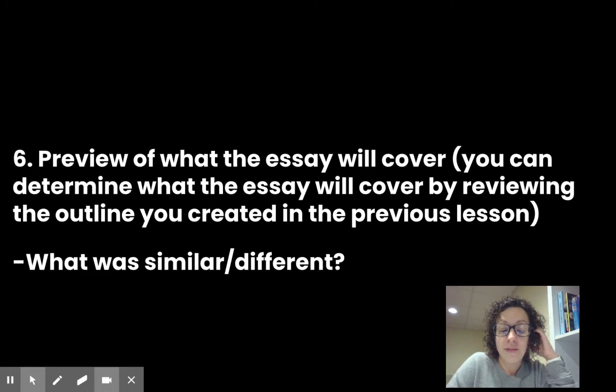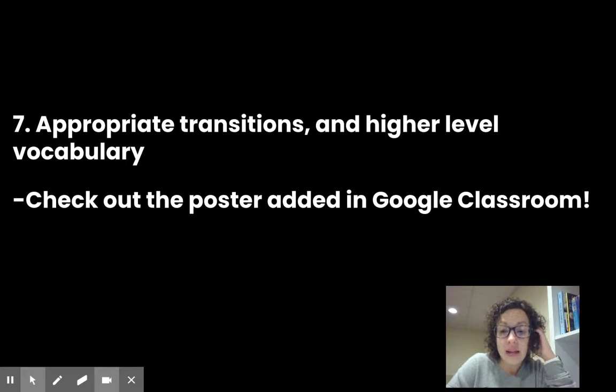What's similar? What's different? And of course, the last thing that your introduction paragraph should include is appropriate transitions as needed and any higher level vocab. Now, we talked about this. We talked about using those big, juicy words that Miss Gilbert likes to call them. So you've already used higher level vocab in your outline. We used words like depict or reveal. Now, I did, as a little bonus for you, put them into Google Classroom.